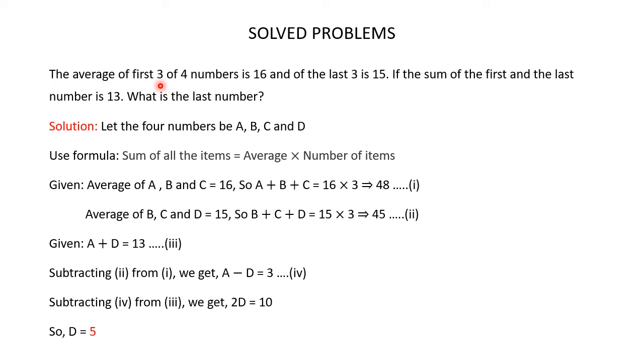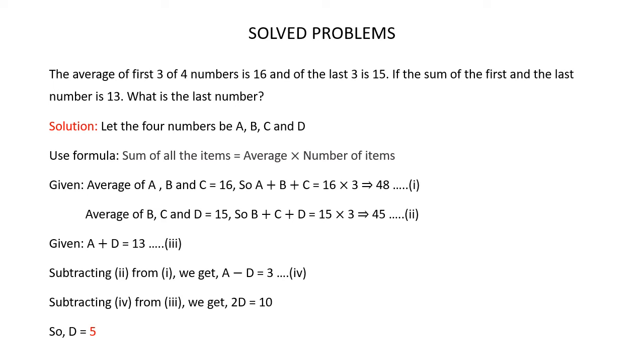The average of the first 3 of 4 numbers is 16 and of the last 3 is 15. If the sum of the first and the last number is 13, what is the last number? Now let the 4 numbers be A, B, C and D. Now here you are given the average as well as the number of items. So you have to find the sum of the items.